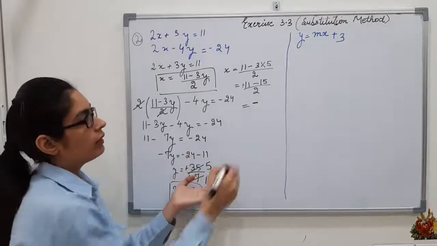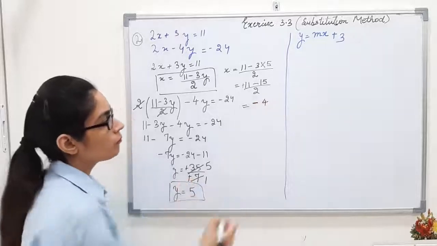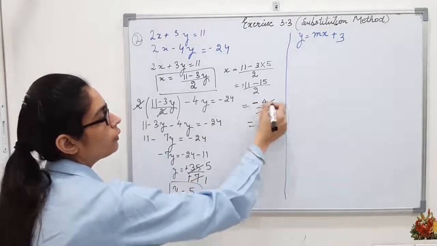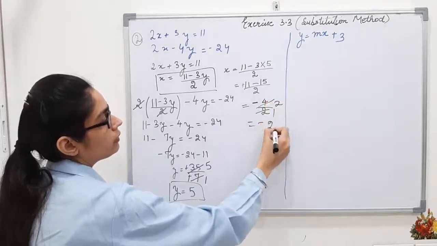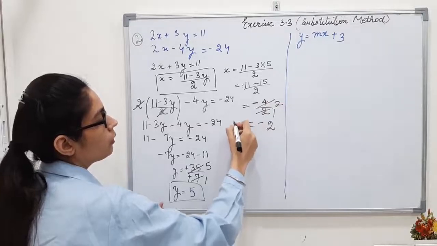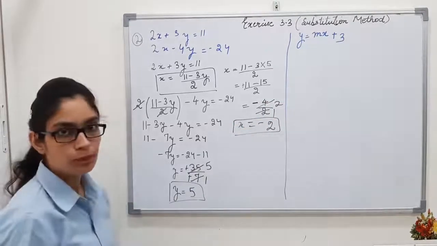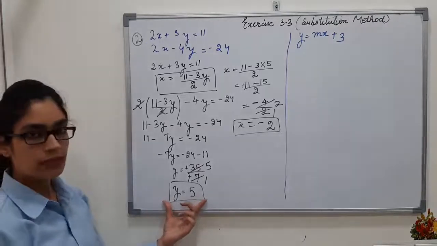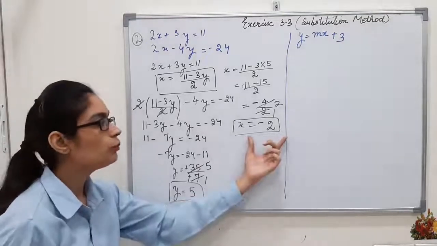15 minus 11 is 4 by 2. So 2 into 1 is 2, 2 into 2 is 4, and minus sign is also there. So x is equals to minus 2. Now we got y is equals to 5, x is equals to minus 2.